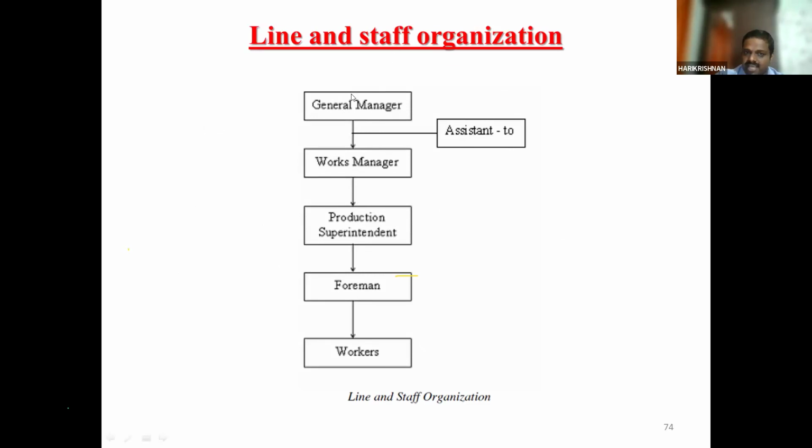That means in between the line organization, there will be some specialized persons. They will not be directly engaged in the production schedule, but they will give input, advice or the main methods to the general manager. Okay, no, these types of organizations are known as line and staff organization.